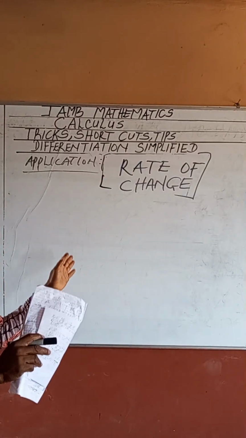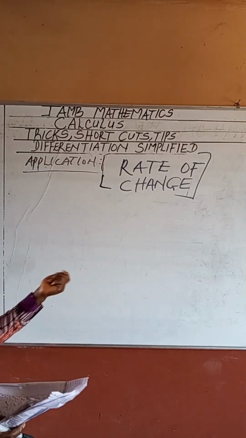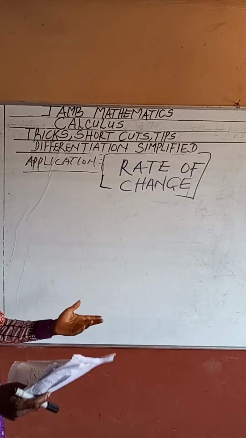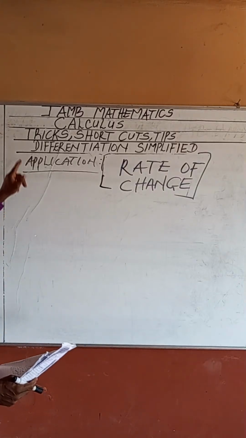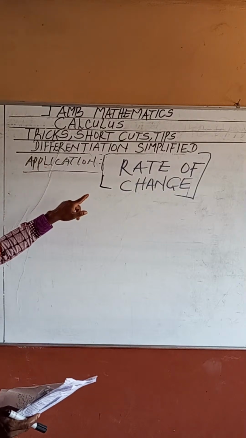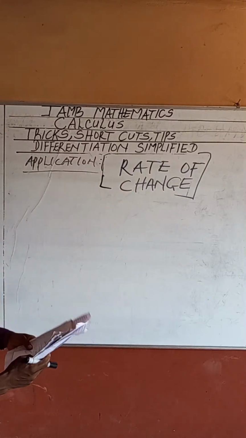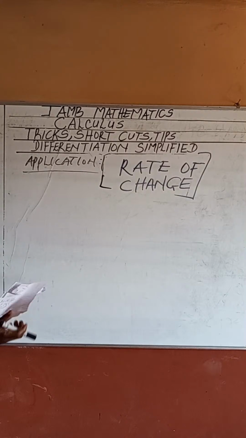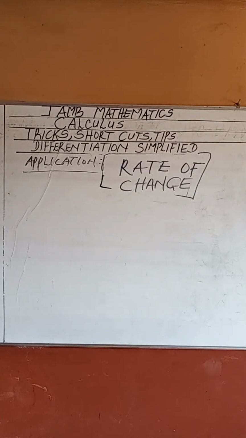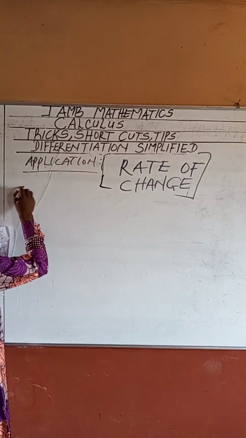Change in distance over time is the rate of change. Change in volume over time is a rate of change. So these are all rates of change. How does differentiation apply to rate of change? Application of differentiation under rate of change. So let's proceed. We are going to look at the ones we have right now. So let's look at this question. Question 1 under rate of change.